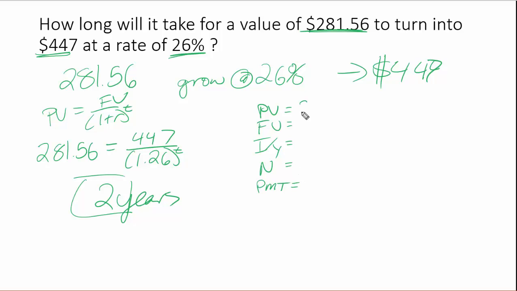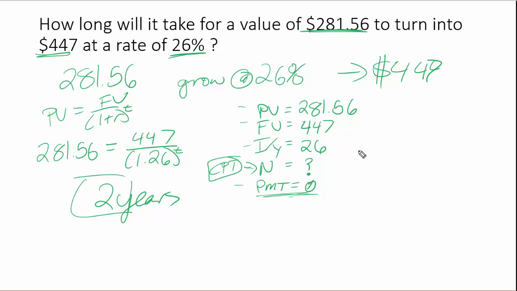So we're going to plug in our present value, $281.56, and our future value is 447. Our interest rate is 26. Our number of years is what we're solving for, and our payment is 0. Now, a reminder: even if our payment is 0, if we don't type something into that part, it's going to remember whatever value we used the last time. So make sure that you plug in the 4 factors that you do know. Plug those in and then hit your compute button to solve for the number of years. Once again, we come up with that number 2.